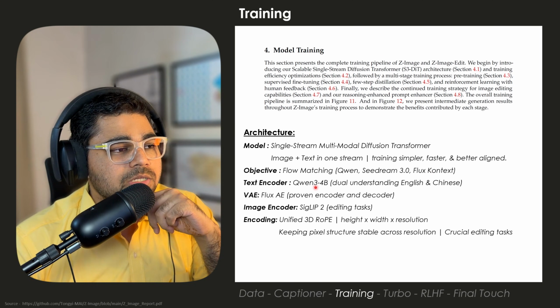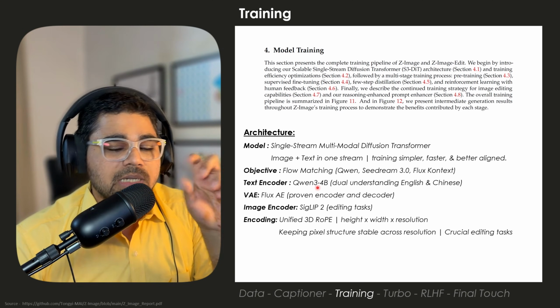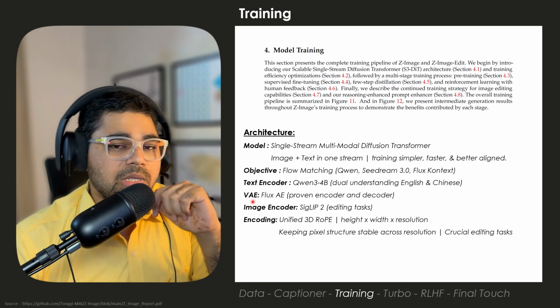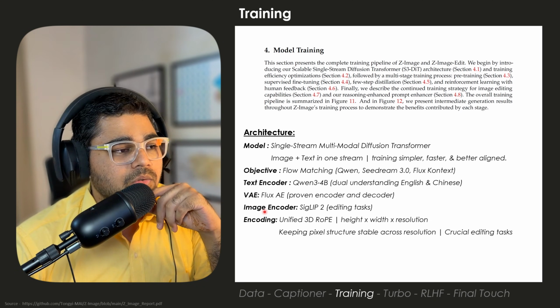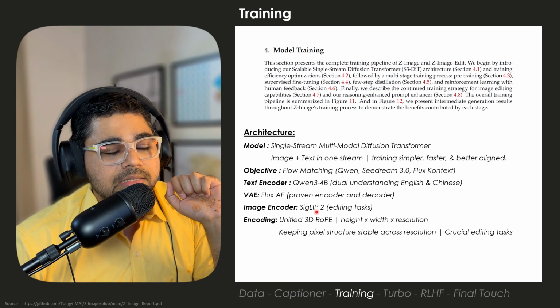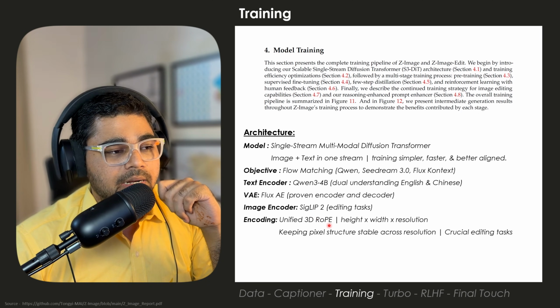Then the text encoder is going to be Qwen 3, which we'll be using later on, and this they are using because it understands both English and Chinese. Then VAE, they're going to use the Flux VAE because it's good for encoding and decoding. Now this image encoder comes in for image editing tasks, but this is what we'll be using. And for encoding, they're going to use something called Unified 3D RoPE.